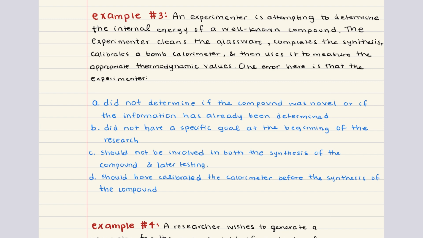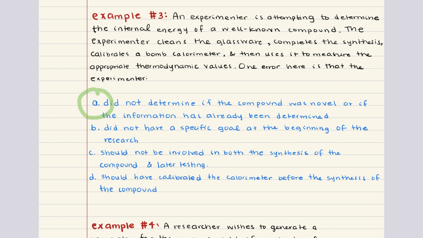A says that the experimenter did not determine if the compound was novel or if the information had already been determined. This is the correct answer. Now, we know before conducting any experiment, it's important to confirm whether the information that's being sought is new or has already been established. If the compound is well known and its internal energy has already been measured by someone else, then the experimenter would be unnecessarily repeating work that offers no new insights. So this kind of oversight represents a really big error in research planning, and it's the correct answer.